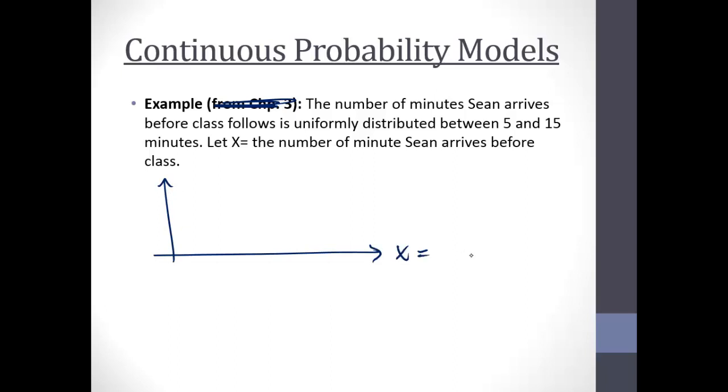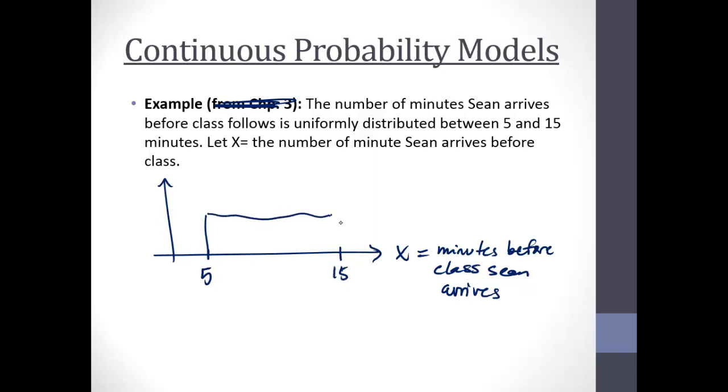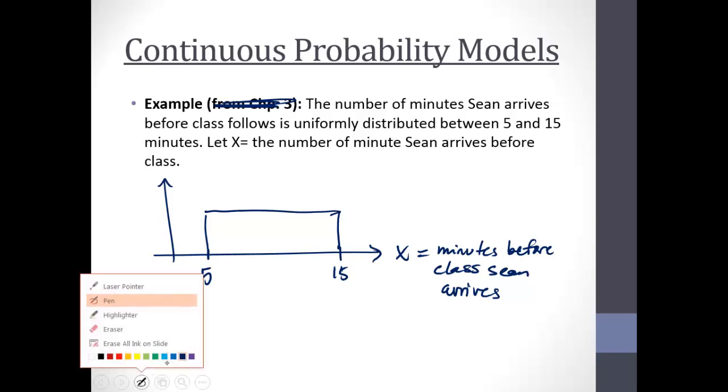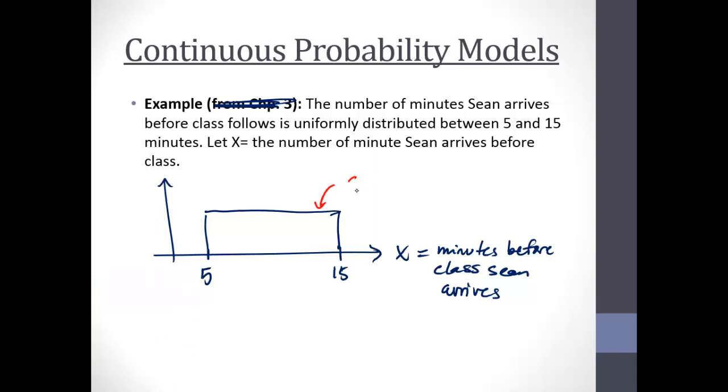If x down here equals how many minutes before class Sean arrives, we're going to assume it goes between 5 and 15, and then is uniformly distributed. It's supposed to be a straight line, that flat line. So again, even though it's not a curved line, this is a density curve, and this is going to represent the probability model for this continuous case.